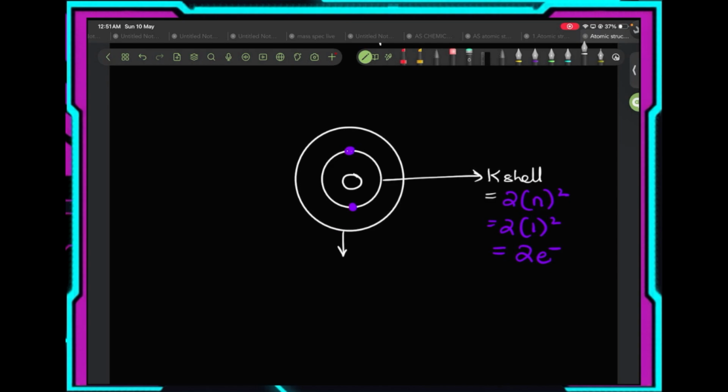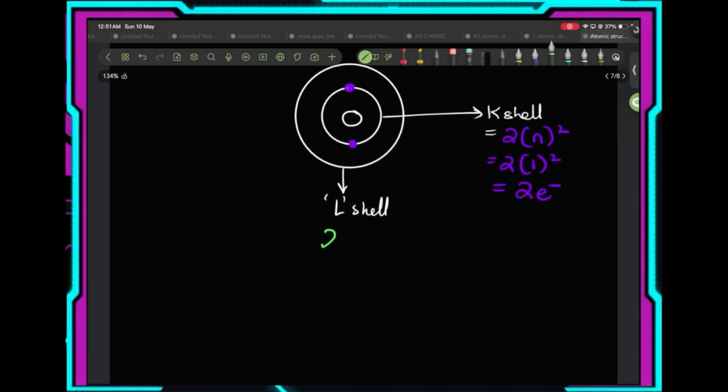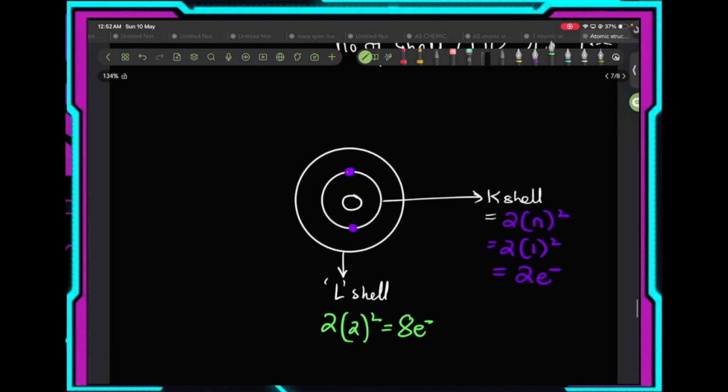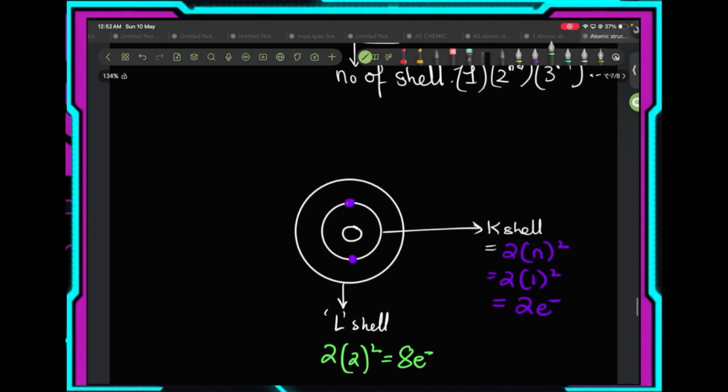This is our second shell. It's known as the L shell. Just follow alphabetical order. You do not need to memorize this. Just memorize the first shell is the K shell, then after that it's just alphabetical order. Let's find out how many electrons the second shell should have. So 2n square. n should be put as 2 because this is the second shell. How many electrons would this be? 8 electrons. Right? So 2n square becomes 8. That means this will have 8 electrons: 1, 2, 3, 4, 5, 6, 7, and 8.